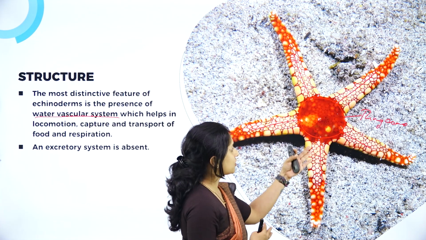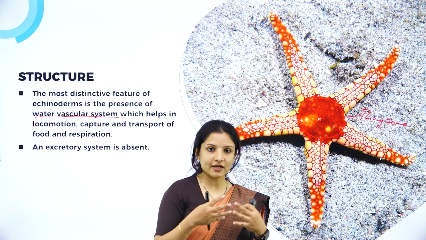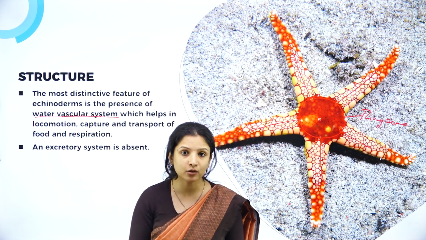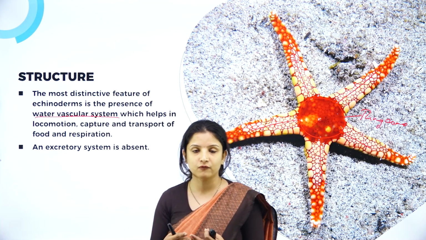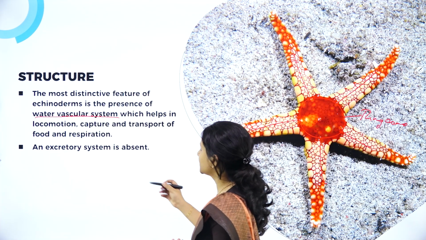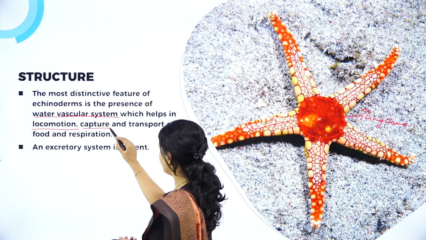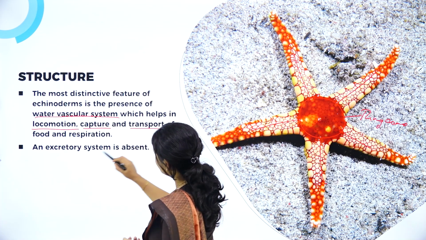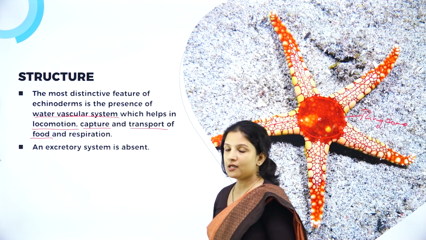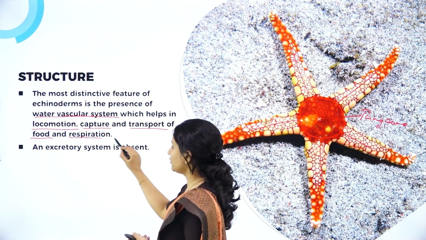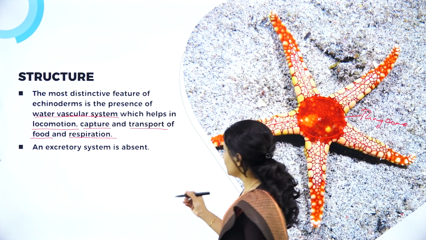So same way here also they have a network for transport of water, and this network not only helps in transport of water but it also helps in locomotion, that is movement. It helps in the capturing of food, and also it helps in the transport of food as well, and also it helps in the process of respiration. So this almost looks like this.